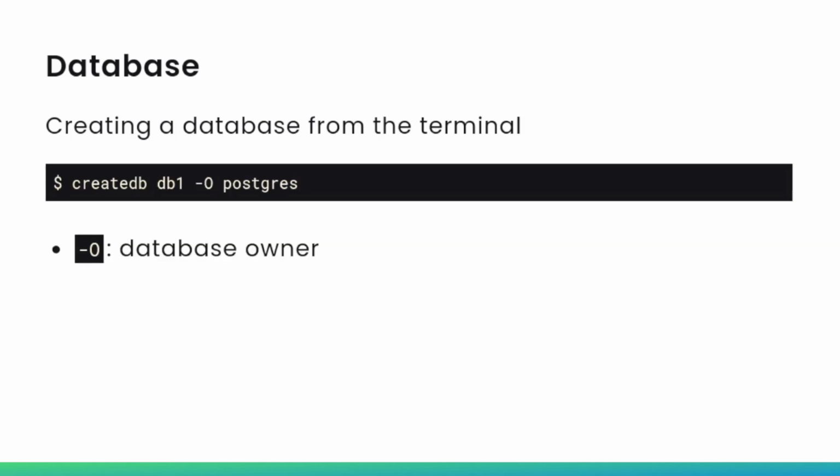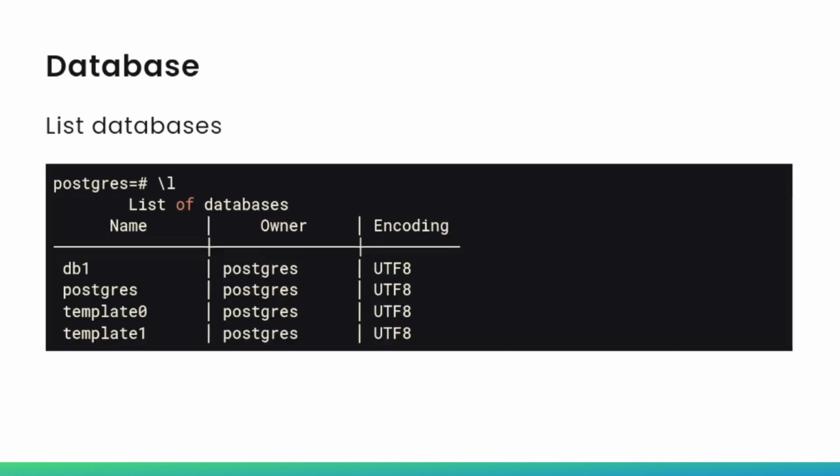Now, if for some reason you want to create a database from the command line, Postgres comes with a command called createdb. It works exactly the same way. createdb db1, name of the database, minus capital O, which stands for owner, and the name of the owning user, in this case, Postgres. Sometimes it's more useful and more comfortable to create databases directly from the command line, for example, scripts, CI, and so on.